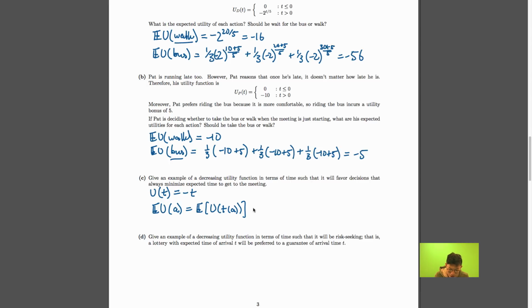Okay, and in this case, it will be negative expectation of t of a, right? I've just pulled the negative sign out. And so we can see that if we want to maximize this quantity, we would like to minimize the expectation. And what is this quantity? This is just the expected time to get to the meeting if we take action a.